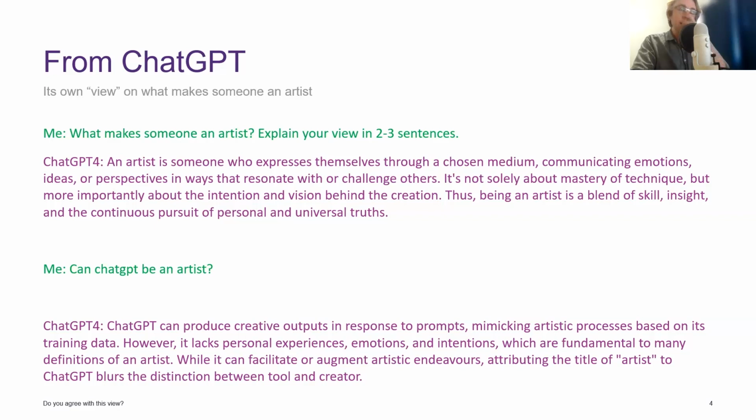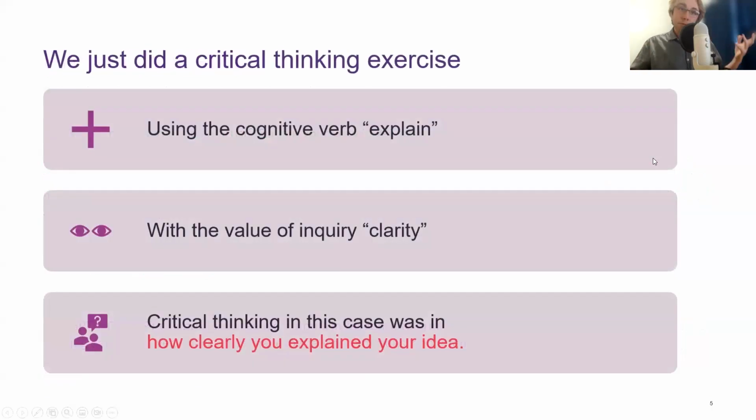Now, the reason why I wanted to explore all this with you in the first place is because I wanted to show you what fundamentally a critical thinking exercise looks like, because we used a clear cognitive verb, in this case, explain what an artist is, using the value of inquiry, clarity. So I wanted it to explain something and tell me specifically what it thought and be clear. And critical thinking in this case was all of you putting down your clear ideas in the chat. It didn't specifically matter what the quality of the idea was. What mattered was how well you communicated it to me on this concept.